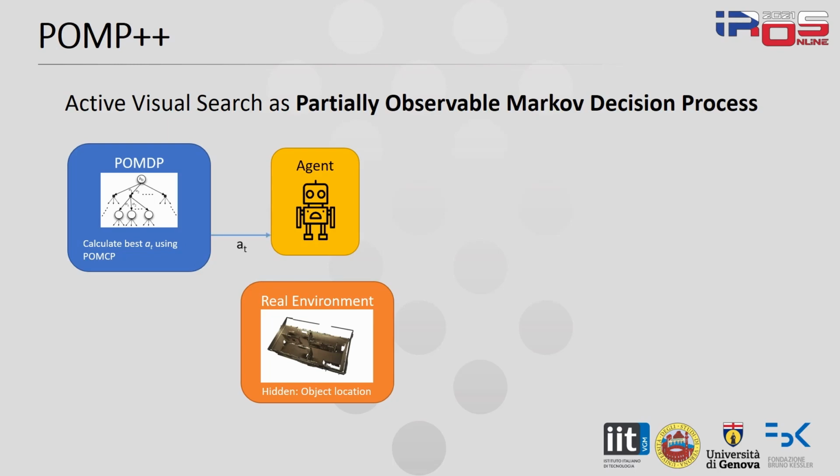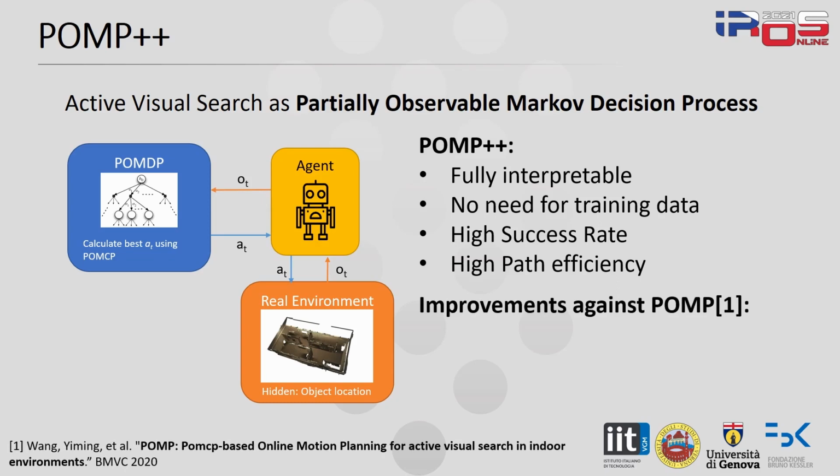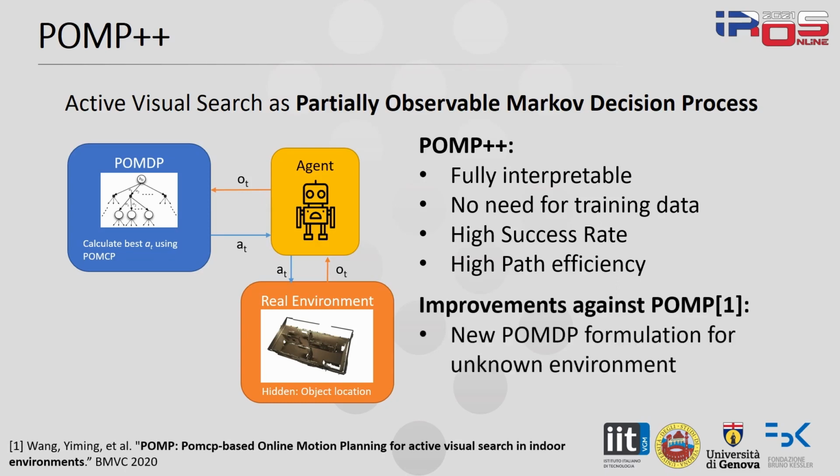The agent then takes this action in the real environment, observes the changes using the camera information, and this information is used to update the states in the POMDP. Using this approach, our method is fully interpretable, does not need any training data, has a very high success rate, and very high path efficiency. Our main contributions are a new POMDP formulation to work in unknown environments, and a new belief reinvigoration strategy for POMCP to work in growing environments.